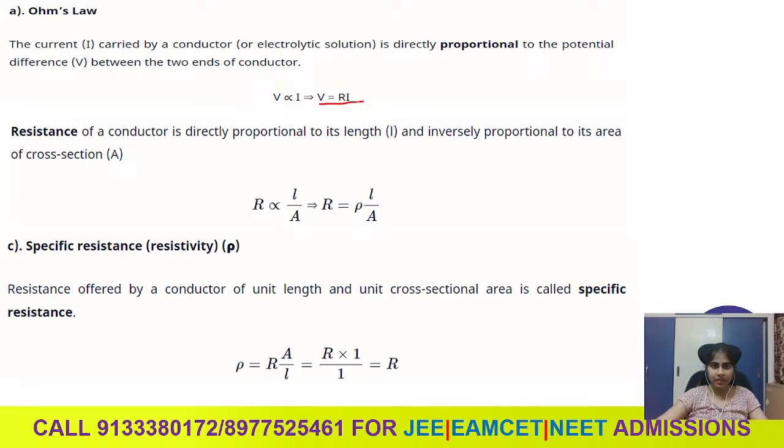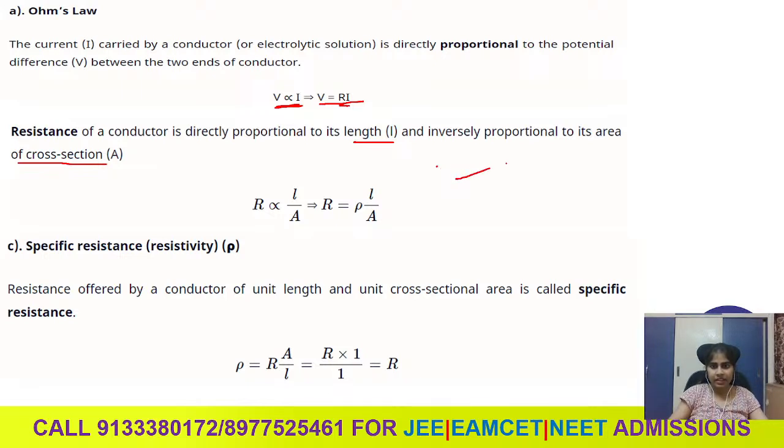Here V is the potential difference, which is directly proportional to the current passed through it, denoted by I. So V is directly proportional to I, which is balanced by a constant R, resistance. V is equal to R into I. This is Ohm's law. So let us see what is resistance. The resistance of a conductor is directly proportional to its length and inversely proportional to its area of cross section.